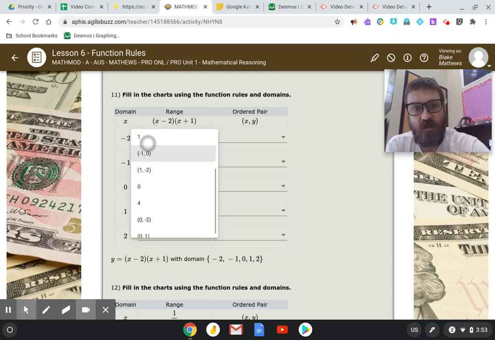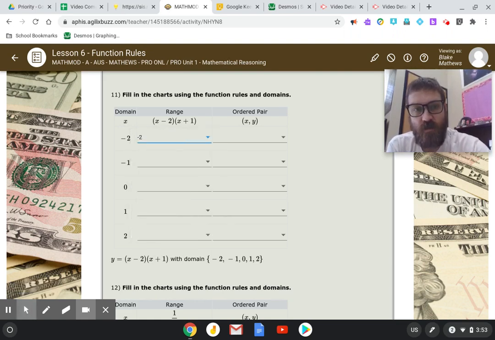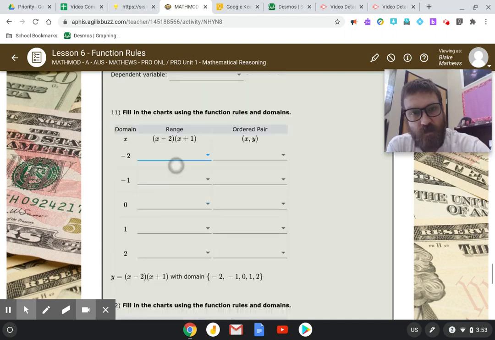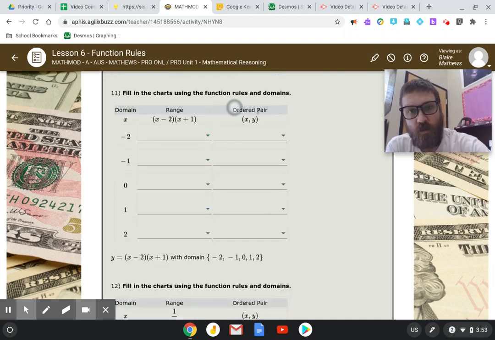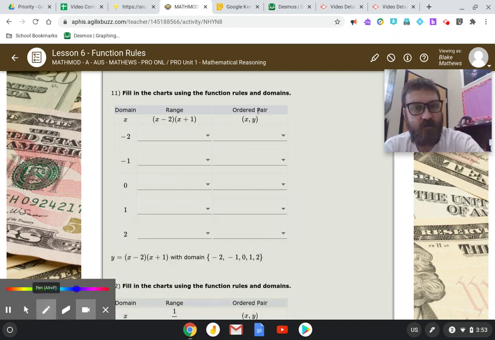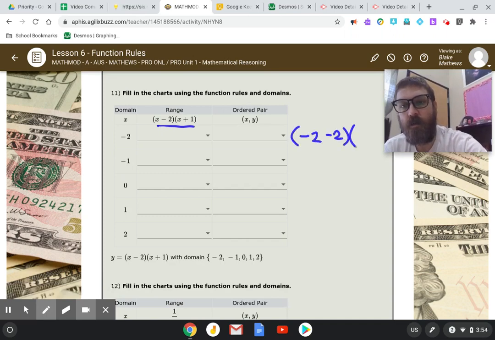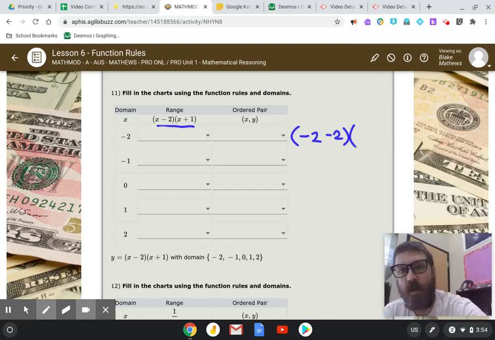So if you look at the answer choices, you can see you've got individual values, -2, 1, 0, and then you've got ordered pairs. So just to be clear, all of the individual values go under the range, and all the ordered pairs go under the ordered pairs. So if I was doing this problem, for instance, I would start by taking -2 and putting it into this equation right here. So -2 minus 2, let's move myself down, and -2 plus 1.